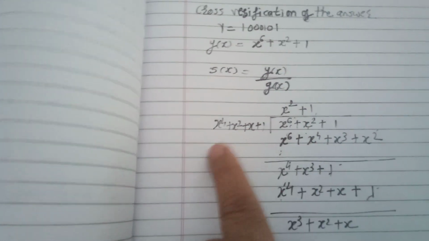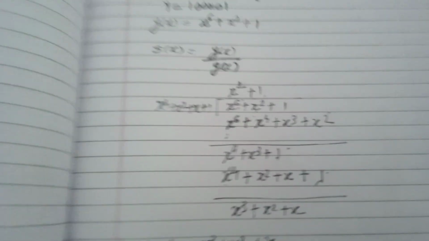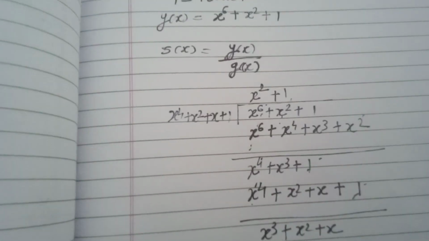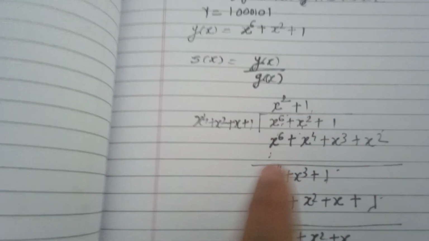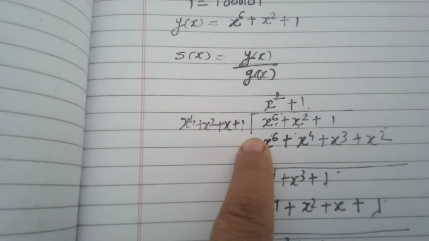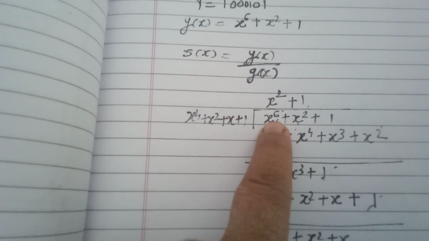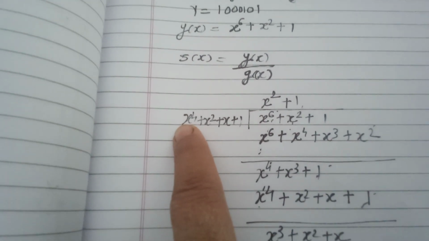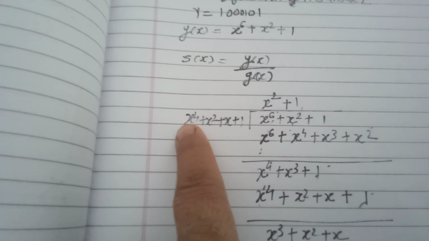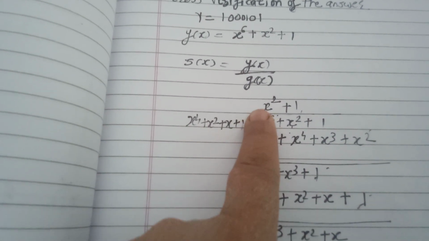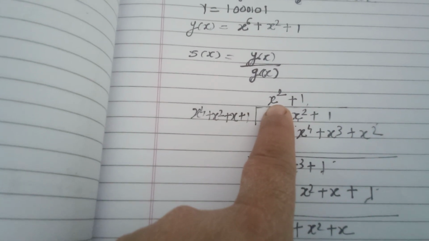S(x) is y(x) by g(x). You have to divide y(x), that is x raised to 6 plus x square plus 1, with g(x), that is x raised to 4 plus x square plus x plus 1. So x^6 divided by x raised to 4 is x square. That is the first quotient. So you have to write this x square.